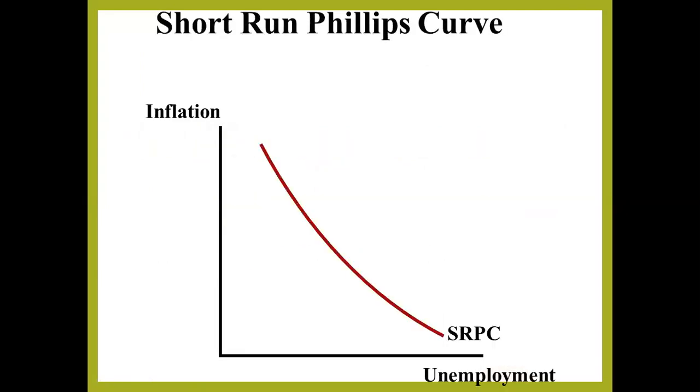Okay, so just like aggregate supply, there are two Phillips curves. There's a short run and a long run. The short run Phillips curve is a downward sloping curve. Why? Inflation and unemployment have an inverse relationship.